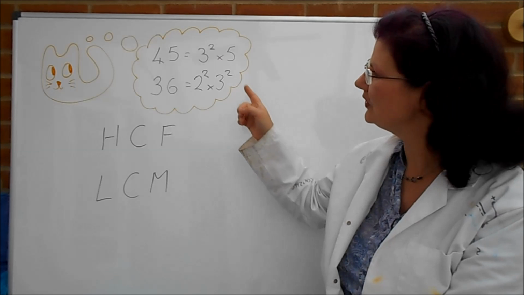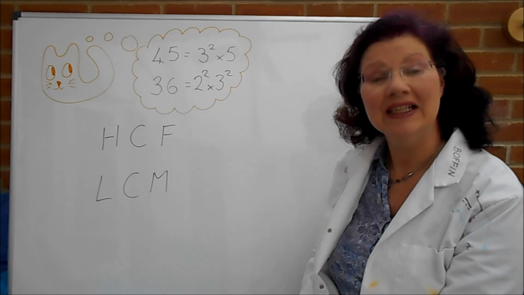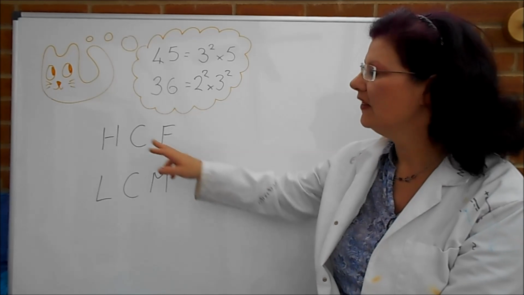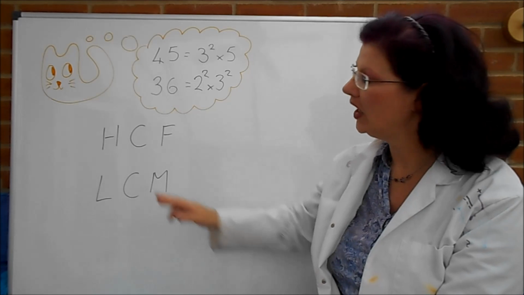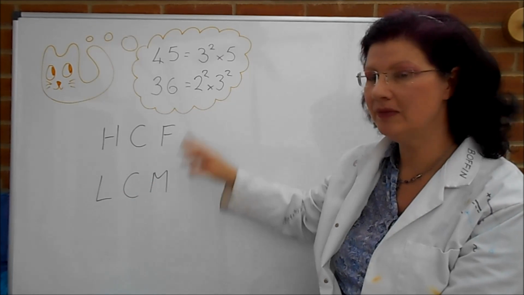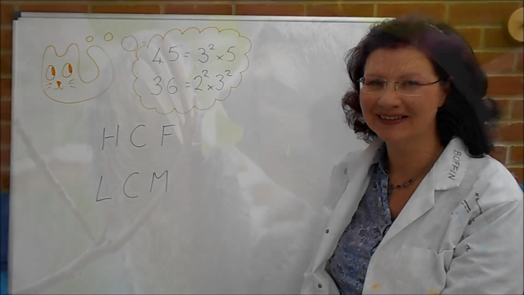Right, here you see I've got 45 and 36 written up as their products of primes. Now I'd like to know, please, what is the highest common factor of 36 and 45, and what is the lowest common multiple of those two? Okay, that's part B. See you in a minute with the answers.